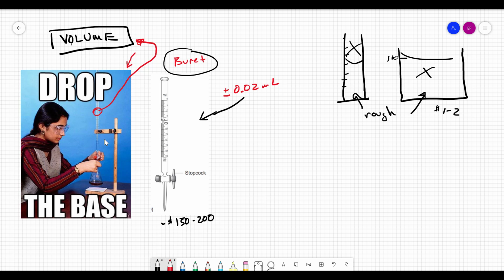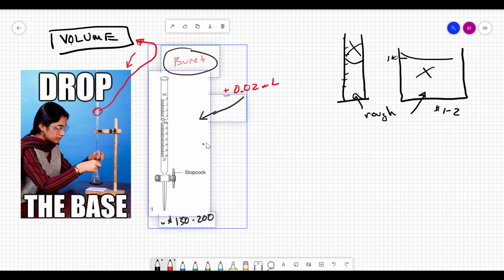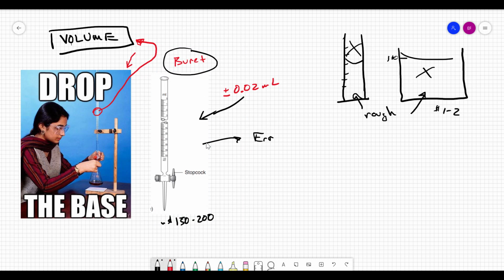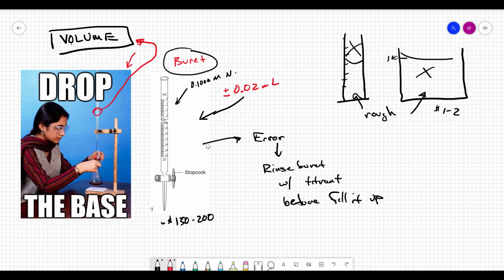One significant component of error that I'll toss in here, or propensity for error, is that you want to rinse your Buret with the titrant that you're going to use to titrate before you fill it up. That may sound sort of cryptic to you, but what that means is if you're going to load this up with 0.1000 molar NaOH and do a titration, and before that it was either empty or filled with water or something else, you don't want to fill that up and do your titration right off.